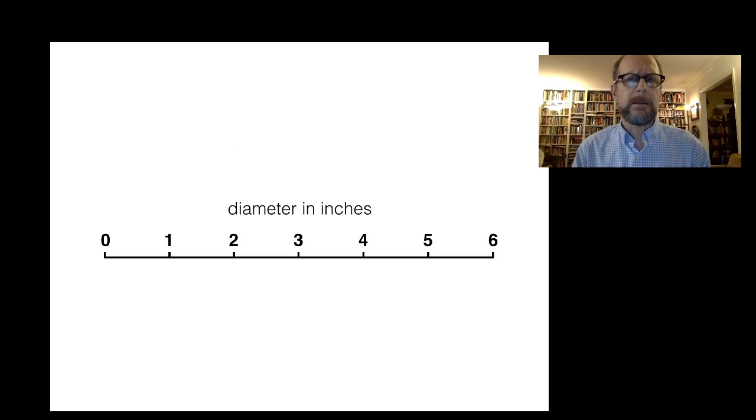Now let's apply this idea. What kind of scale is this? What kind of number line is this? Is this linear or logarithmic? And I'm presuming you're thinking that it's linear. We're just adding 1 for each little tick mark on the ruler here.